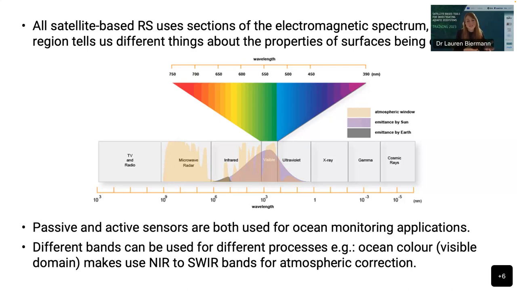Active sensors are different in that they don't rely on sunlight. They can see through cloud. They send out a signal in the electromagnetic range, and then they receive the backscatter from a surface interaction. But both of these can be used for ocean monitoring. Within optics, different bands that are collected can be used for different processes. So for example, for ocean color, you might be most interested in 2 or 3 bands, but actually it's information collected all of the way into the shortwave infrared that's going to be necessary for you to do an atmospheric correction. So all of these data are important.